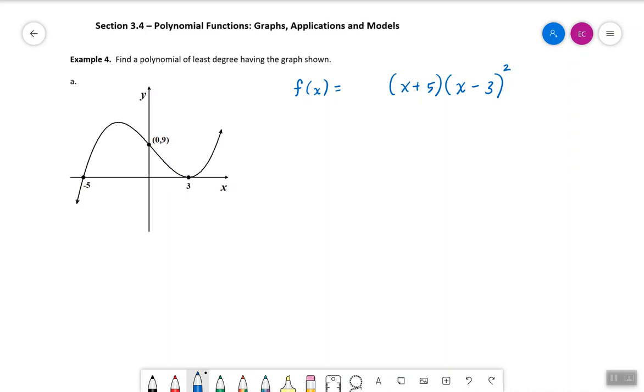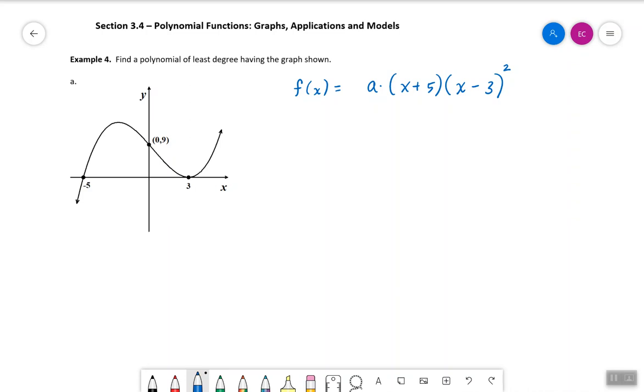There's one more thing we need to account for. It's the y-intercept at (0, 9), and the way we're going to do that is we're going to have a constant factor a, that will stretch or compress the graph through the point (0, 9) without changing where the x-intercepts occur. So this is a good answer already in the first step. It's just missing one thing. We need to go ahead and figure out what the value of a is.